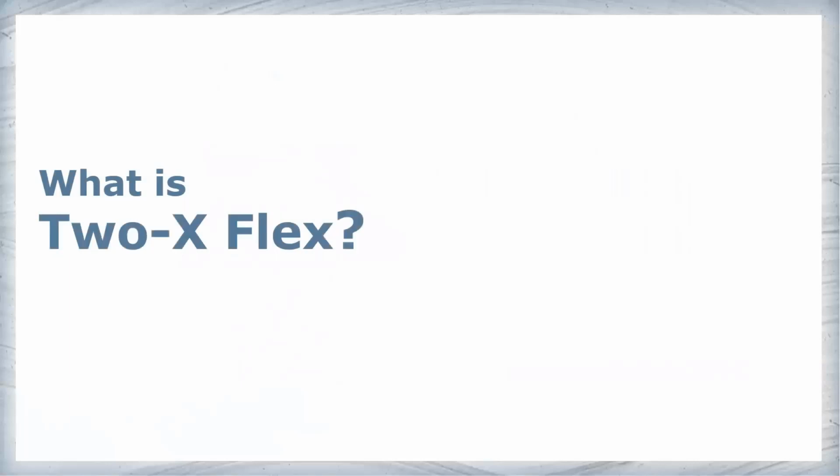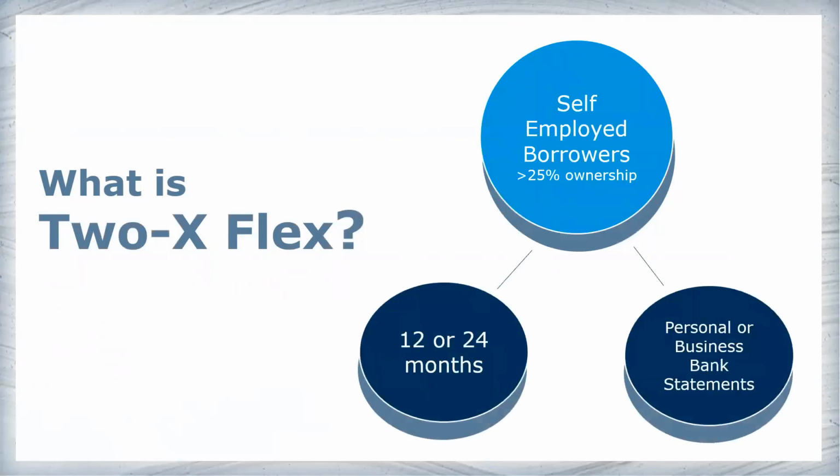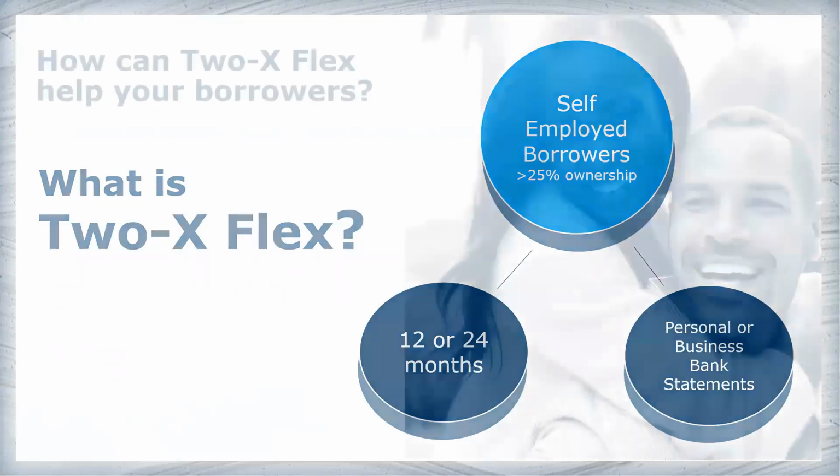Beginning with, what is 2X Flex? It's a new program that is available through Finance of America Wholesale, and it allows your self-employed borrowers, those who own greater than 25% of a business, to be able to use their bank statements in order to qualify for a loan through this program. So you can use either 12 months or 24 months bank statements. We'll talk about what the difference is. And they can also use personal or business bank statements. So pretty big deal there.